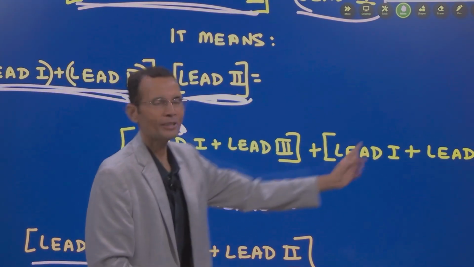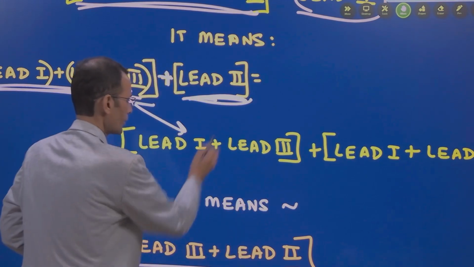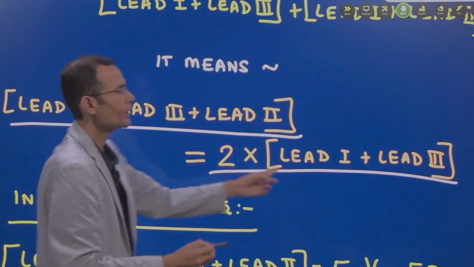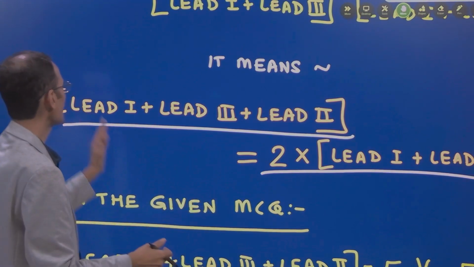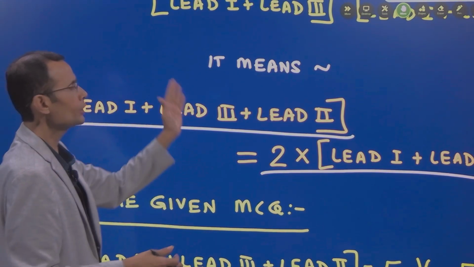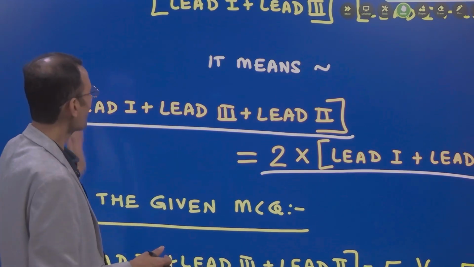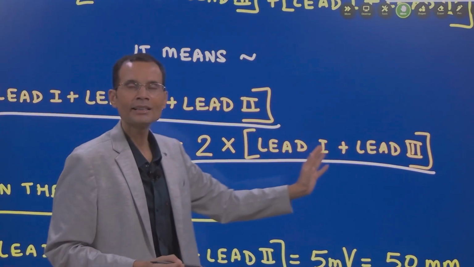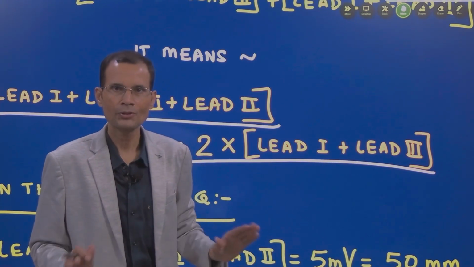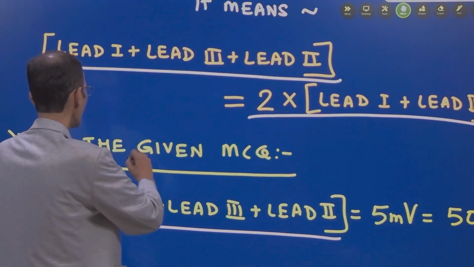1 plus 3 plus 1 plus 3 again. So 2 into 1 plus 3. So now focus on this part. Lead 1 plus lead 3 plus 2 is equal to 2 into lead 1 plus lead 3. Right? Got it so far?